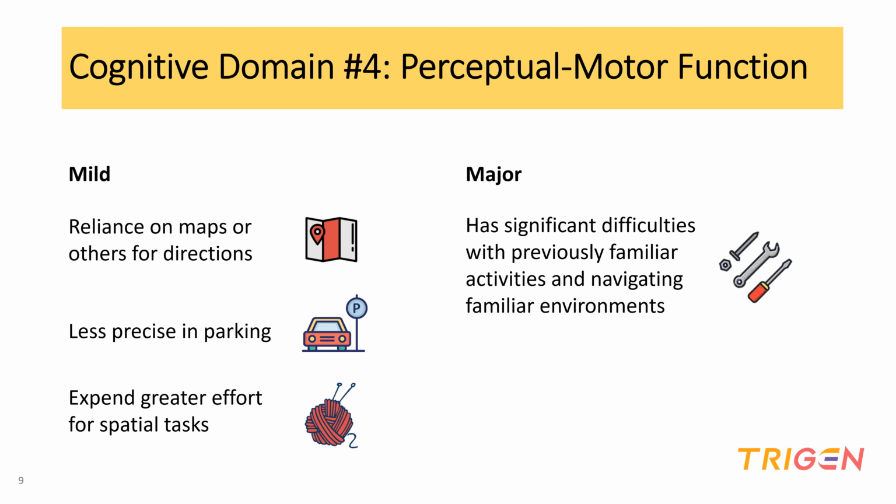Major symptoms include having significant difficulties with previously familiar activities, such as using tools or driving motor vehicles. Some may also encounter difficulty in navigating familiar environments. Elderly are also more confused at dusk, when shadows and lowering levels of light can change perceptions.